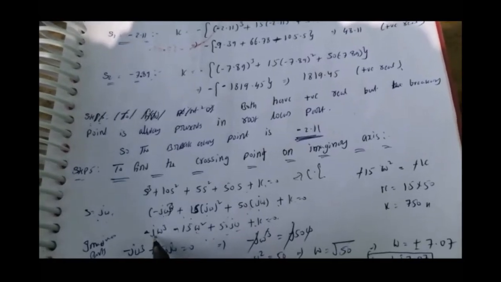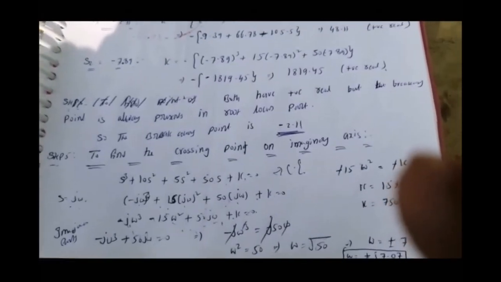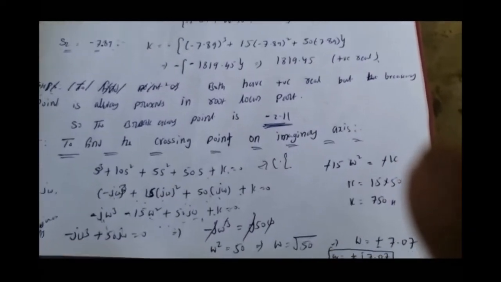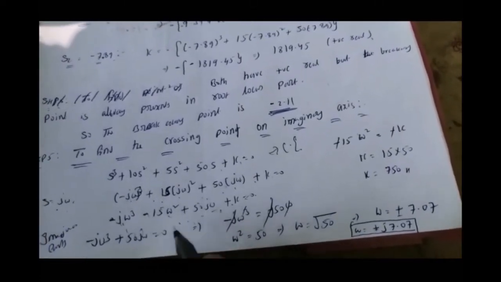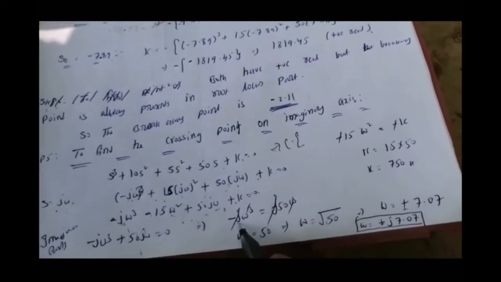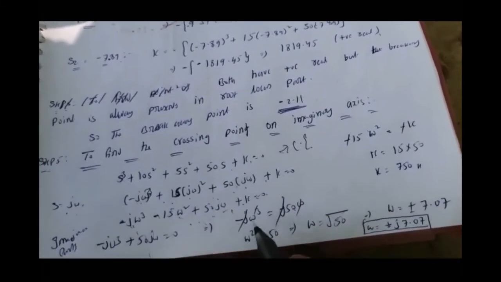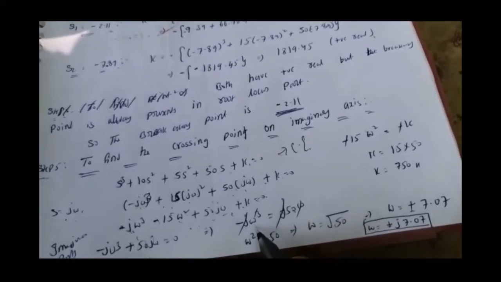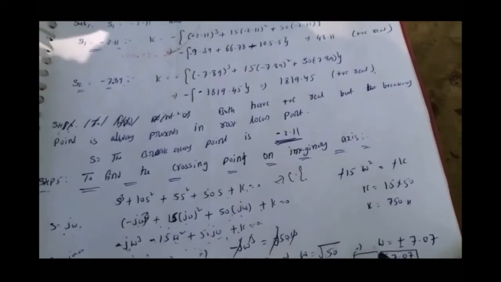In this equation we have both imaginary parts and real parts. If we separate the imaginary parts and equate them to 0, then we see that minus j omega cubed plus 50 j omega equals 0. So when 50 j omega goes to the other side, we get minus j omega cubed equals minus 50 j omega. The minus j gets cancelled, one omega cancels, so finally omega square equals 50. So omega equals root 50, omega equals plus or minus 7.07.